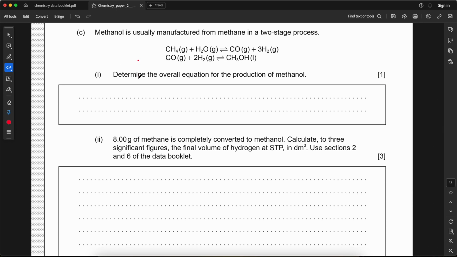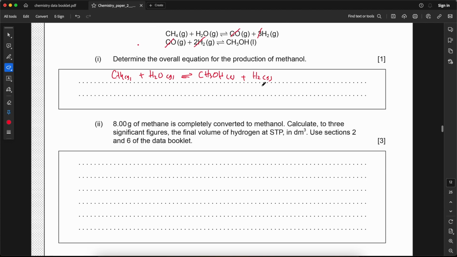Methanol is usually manufactured from methane in a two-stage process. Determine the overall equation for the production of methanol. As you can see here, we can eliminate this and only one H2 left, CO also, but not for the rest. So the reaction would be CH4 gas plus H2O gas will produce CH3OH liquid and H2 gas.